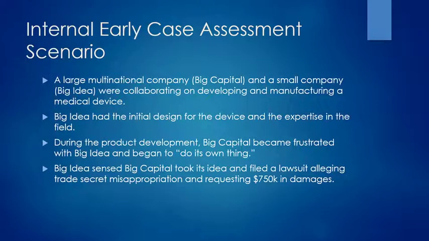The larger company got frustrated and went off on its own to carry through the work that they were working on with the smaller company. And the smaller company became upset because they felt that the larger company had misappropriated very valuable trade secrets. And they filed suit, the small company filed suit in state court requesting $750,000 in damages. And this was a long time ago. It'd probably be a lot more now. And the claim was trade secret misappropriation.